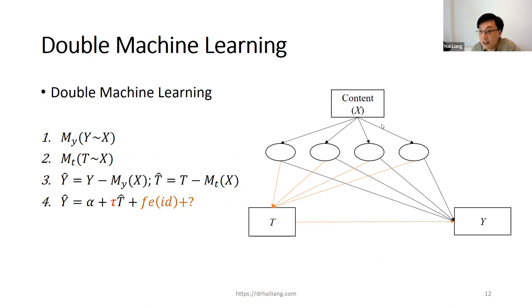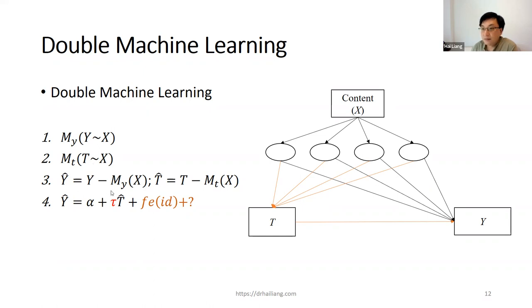This is model T. Sometimes we'll also call it a propensity score model. Why? Because the T actually is the incidence, right? This is the propensity score. So that is machine learning to predict the T. And the second is to predict Y, that is the regression model. Use the X to predict Y. This is the second one.